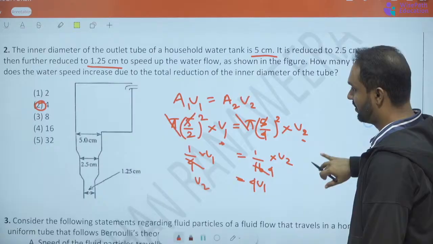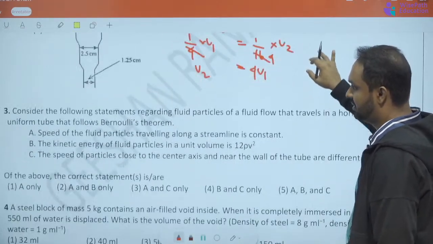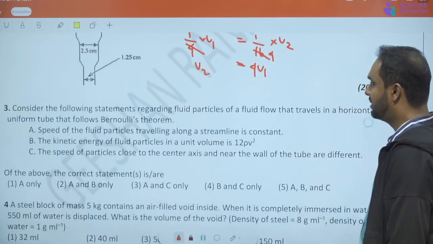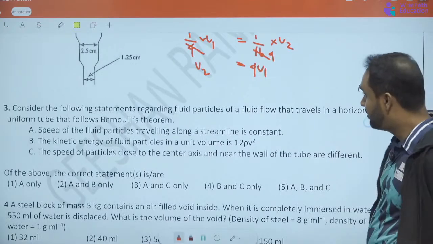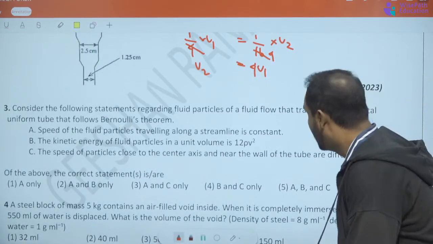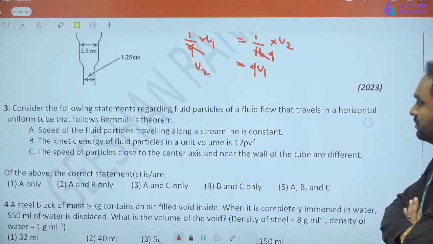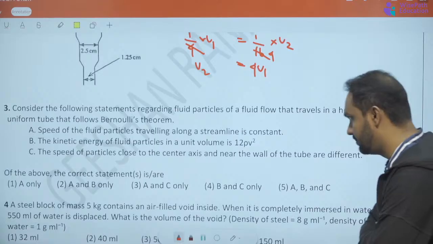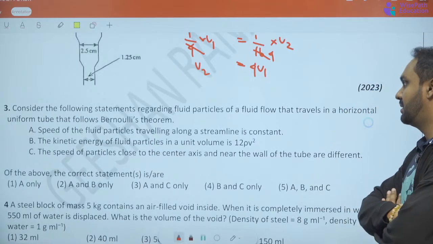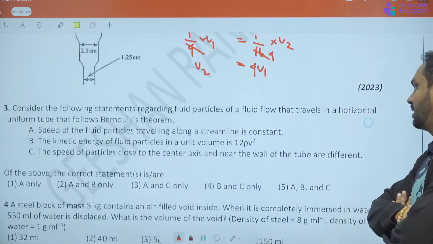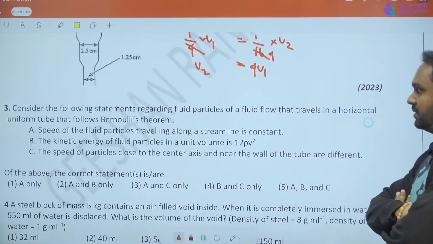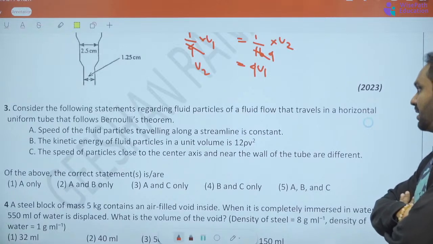Answer 2. Third question. Consider the following statement regarding fluid particles of a fluid flow that travels in a horizontal uniform tube that follows Bernoulli's theorem. The speed of the fluid particles traveling along a streamline is constant.